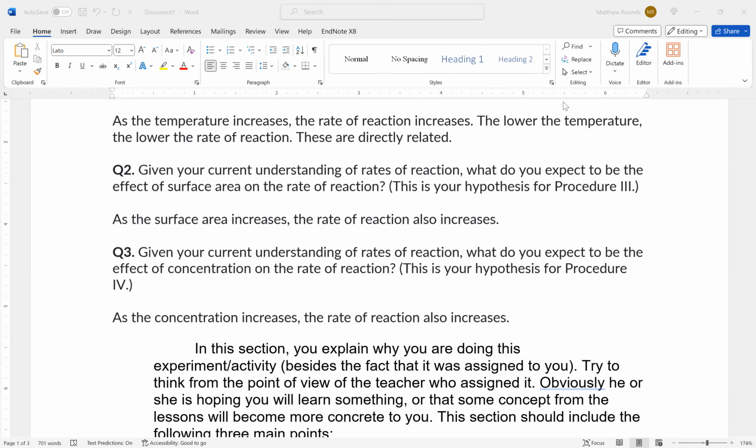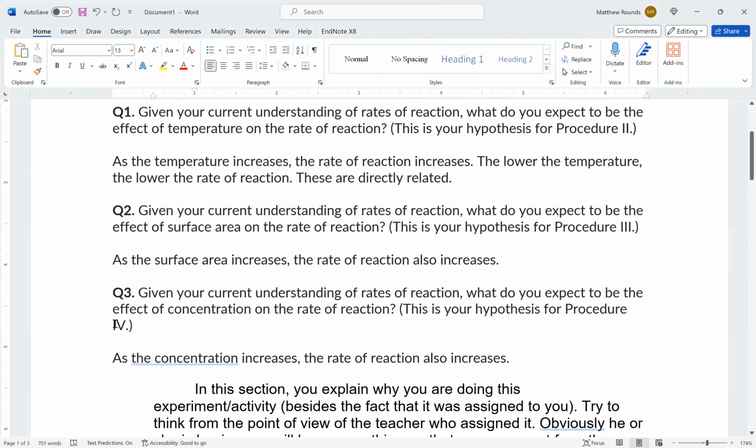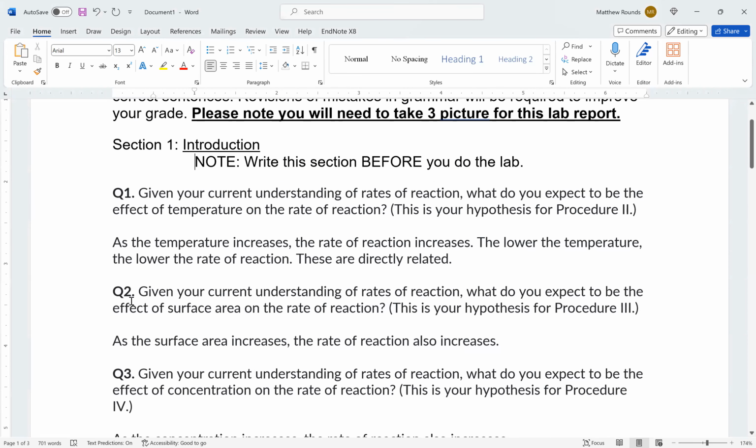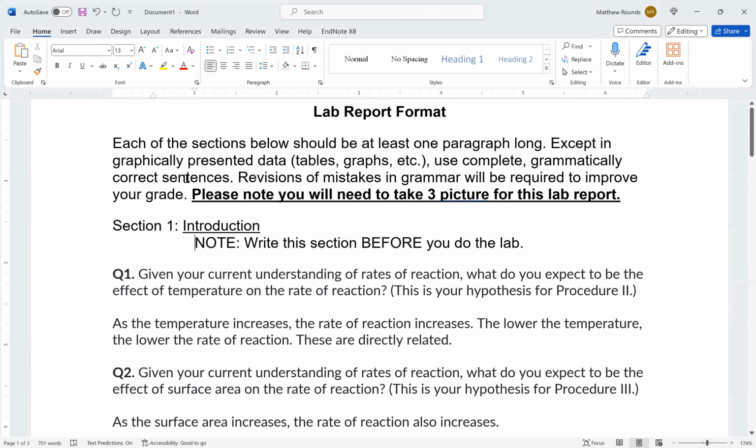Okay. I think your teacher, if I had to guess, would want more of a written thing where it's more of a narrative, whereas before we just answered the questions and we were fine. But I don't know exactly. I mean, you could just try this and see. But it does say this section should be at least one paragraph long.